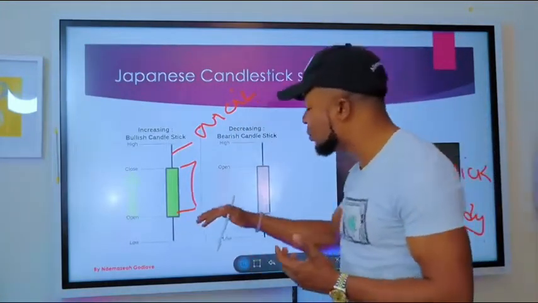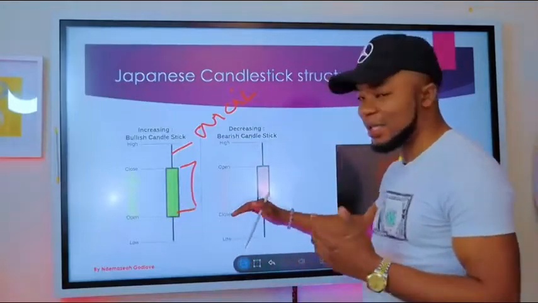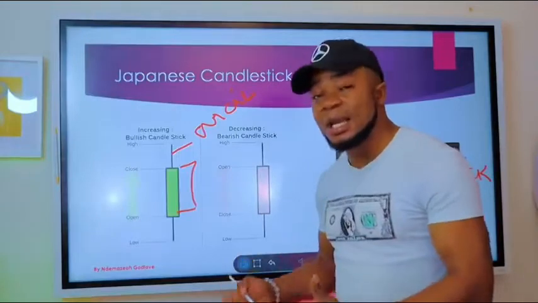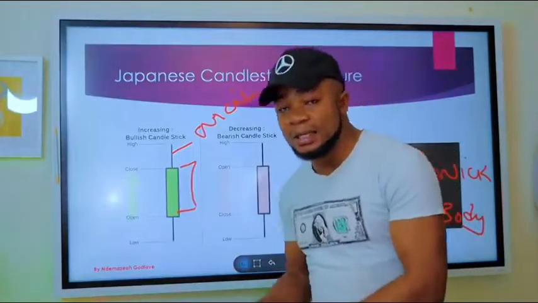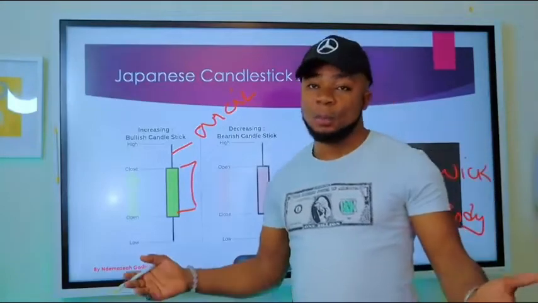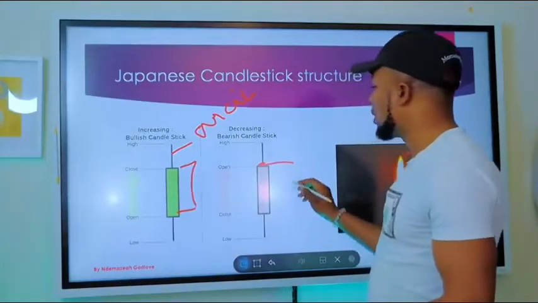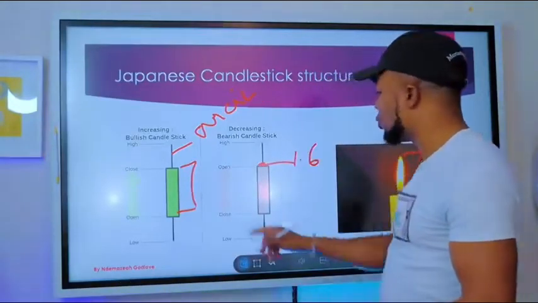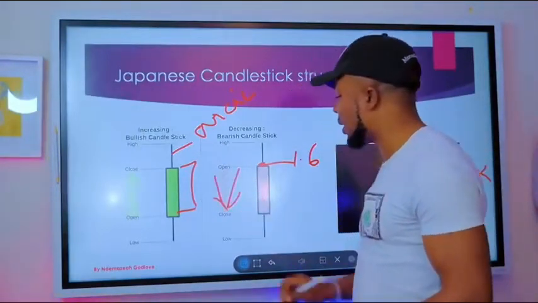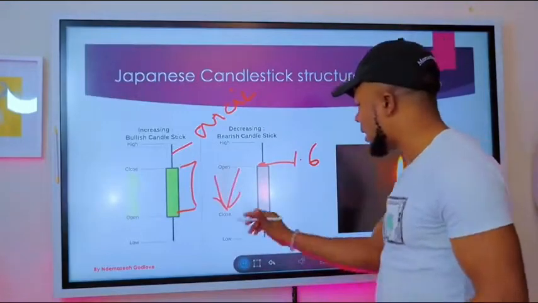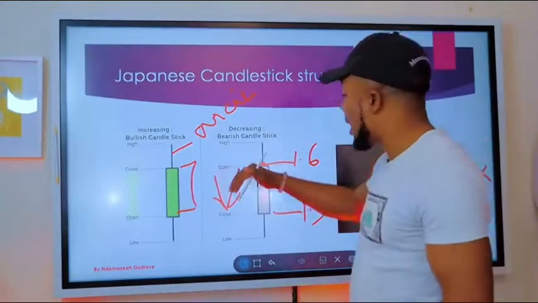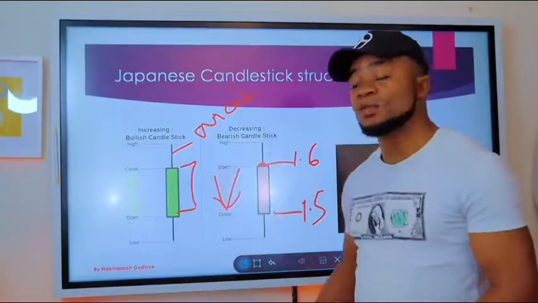But the only difference between a bullish and a bearish candle is that for a bearish candle, since it indicates a decrease in the market, it means the closing price will be lower than the opening price. So let's just assume if this was 1.6, which was our open price, you can see the market actually dropped from there to here. If this was 1.6, then the closing price will be around 1.5. Meaning the market opens here, but before it closed, the price was lower than this.